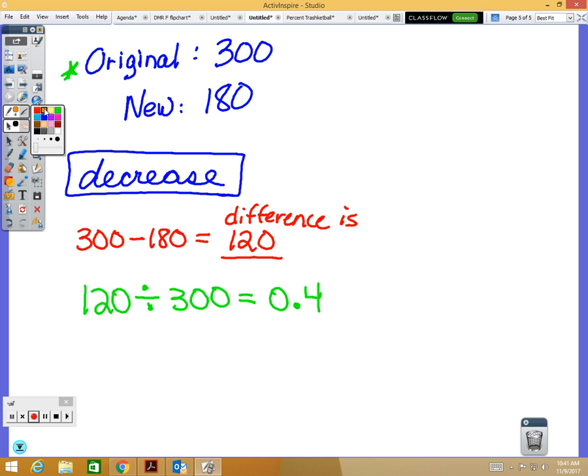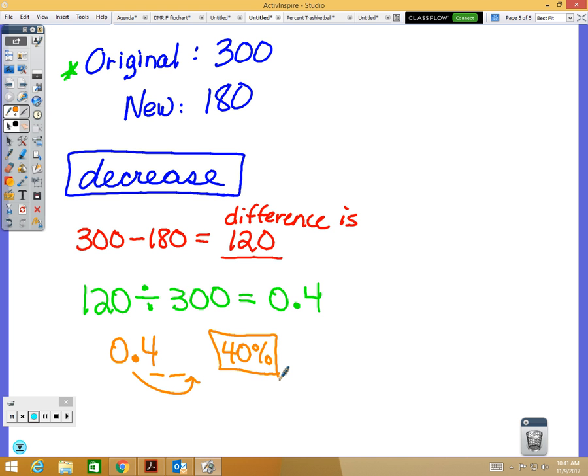Now we have to change 0.4 to a percent. Please be very careful. I have a feeling some people wrote 4% and some people wrote 40%. When you change a decimal to a percent, remember you have to move it 2 places. So this is going to become 40%. So this is like if this was an item that was on sale, it was originally $300, it's on sale for $180. That was a 40% discount. Okay? Make sense what we're doing?